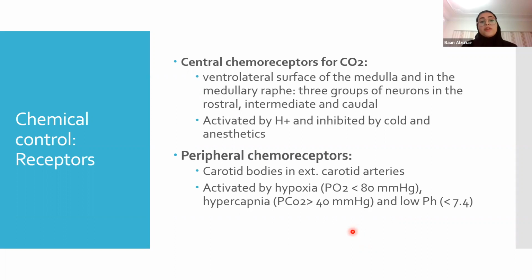The peripheral chemoreceptors are also activated by hypercapnia, when the CO2 goes over 40 millimeters mercury, and low pH, okay, when the pH goes below 7.4, which is the normal pH for the blood. Okay, this is all about the receptors. Pretty simple, straightforward. Just remember which one is stimulated by hypoxia and which one is not.